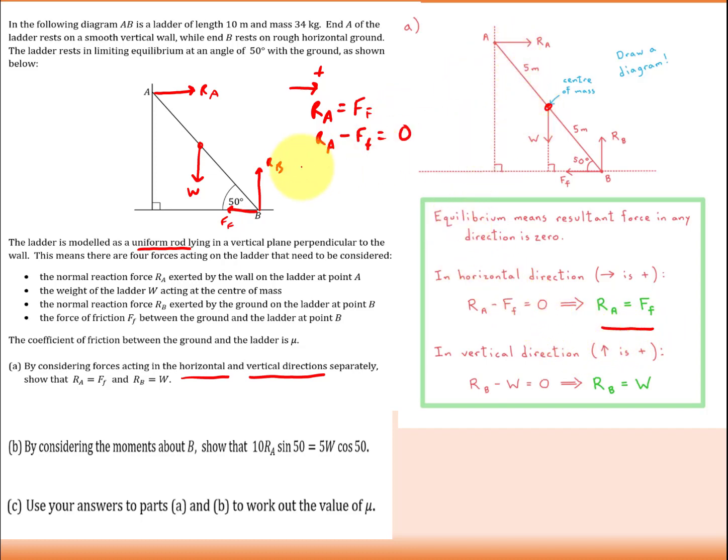The vertical is, we've got this RB here equals W, so RB equals W, and RB minus W equals 0. Okay, same result. Okay, and that's what we've shown: RA equals FF, RB equals W. I think because it says show that, you have to start with this and go to here. Not too bad. We should understand that.